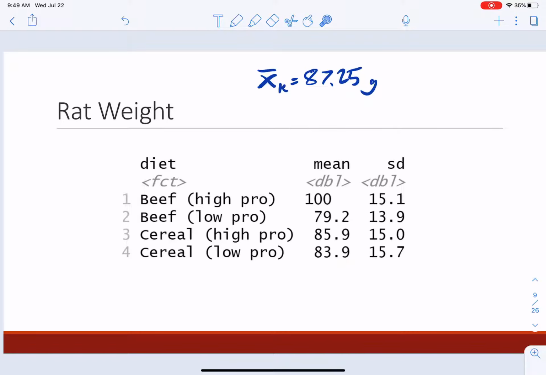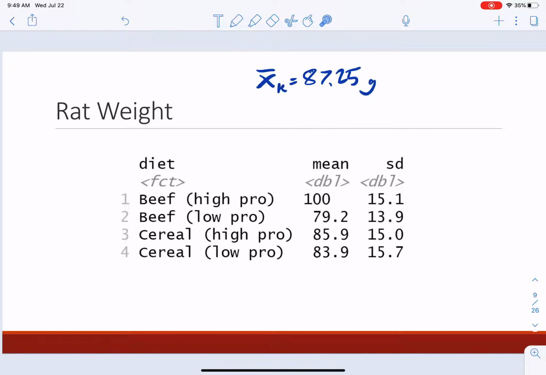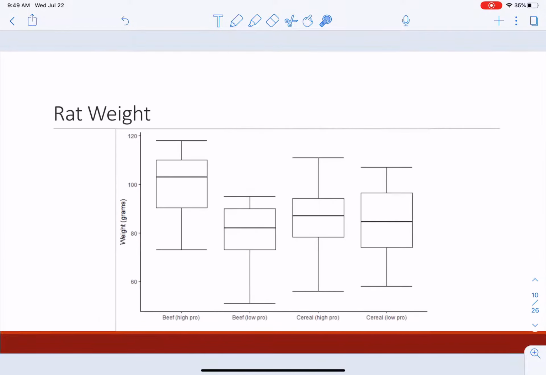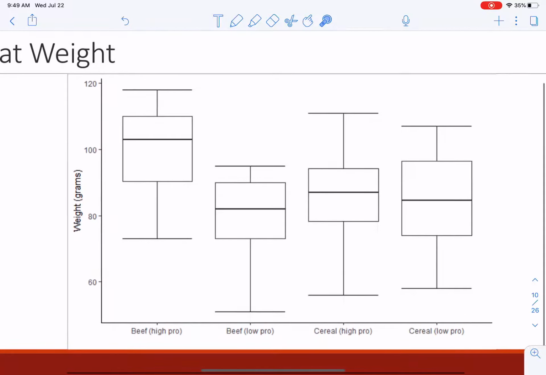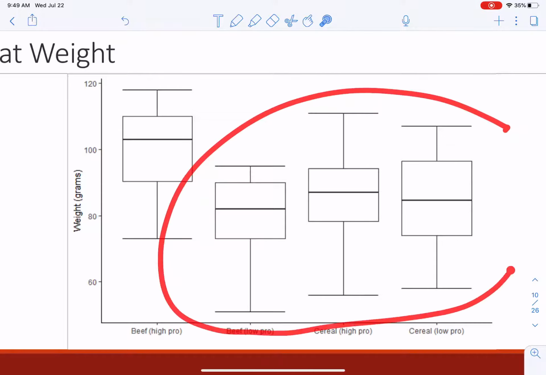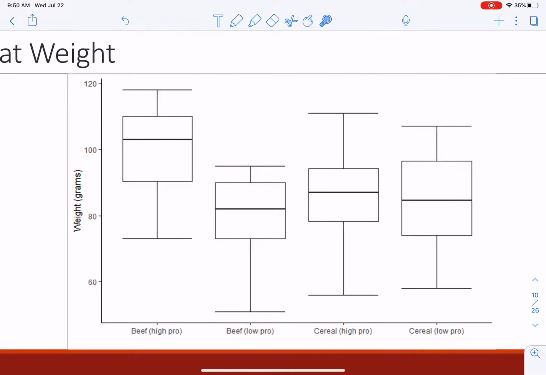Why don't we make some box plots? Well, you don't have to. I will. So here it is. I'll zoom in here just a little bit too. So we've got our 4 different box plots, and we see that there's a bit of overlap between these 3 here. This might suggest that there is no statistically significant difference between these 3 groups.